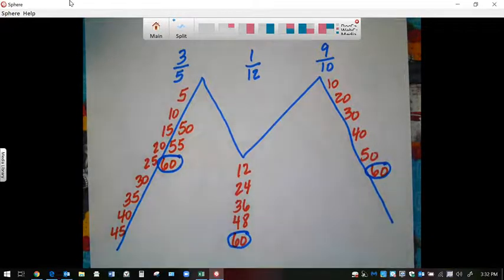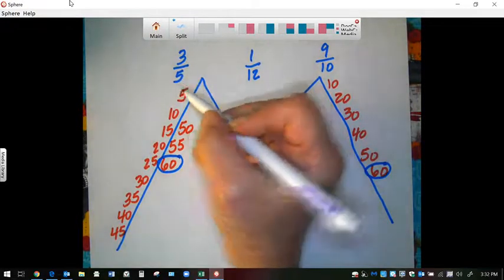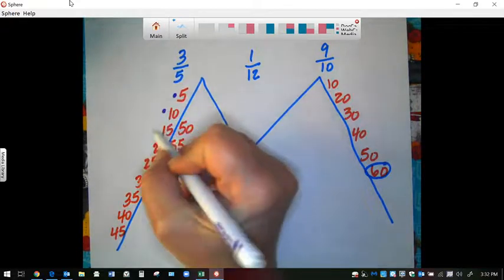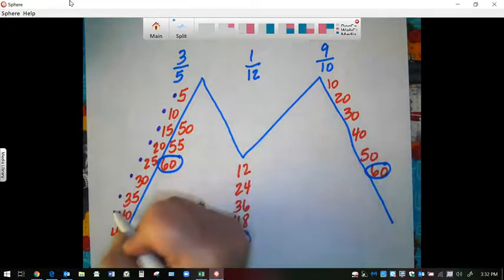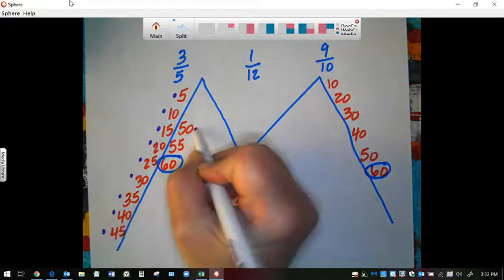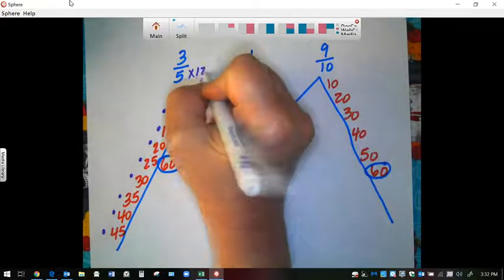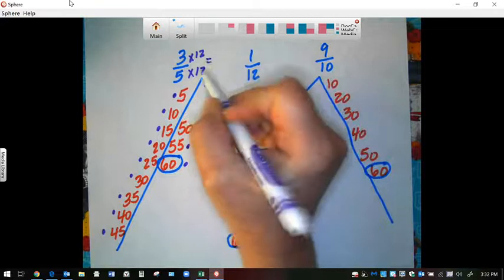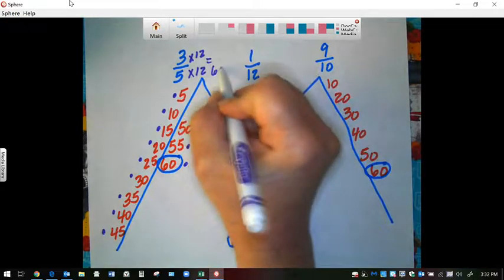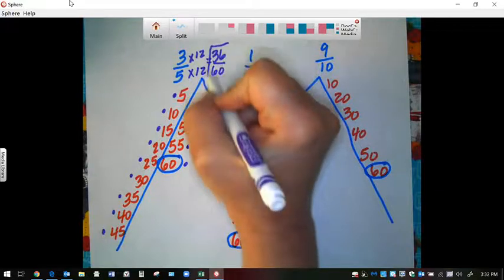So now we can continue working on it. Let's count to see how many multiples we use: 1, 2, 3, 4, 5, 6, 7, 8, 9, 10, 11, 12. So on this one we use 12, so we're going to multiply times 12. 5 times 12 is 60. 3 times 12 is 36. And that is my first fraction.